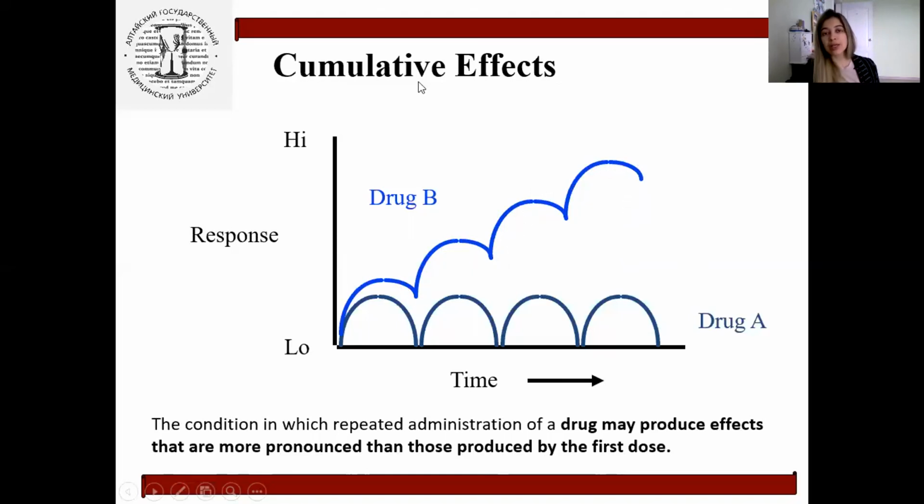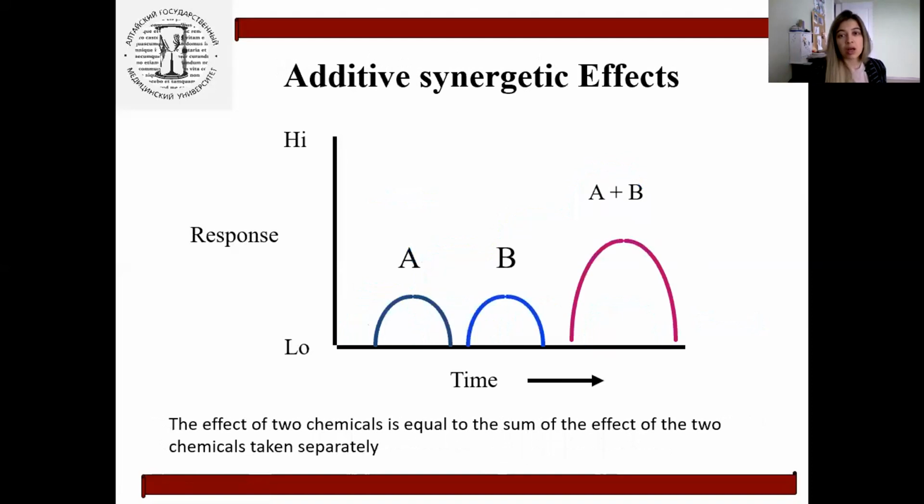Because of accumulation of the drug, cumulative effect, accumulation of the drug in the body, for example, in those depot sites, deposition of the drug, yes, or binding to some proteins of your body. So this will give you this increased effect. What else?